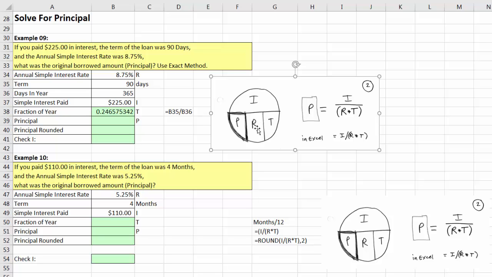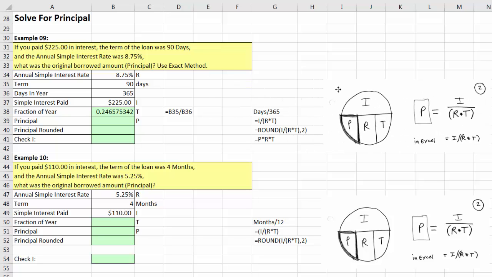There it is, R and T in the denominator, interest amount in the numerator. Equals, there's the full interest amount divided by, there's our annual rate times our fraction of year time. But that formula will not work because it'll do the division first, and we don't want that. So you have to make sure to force our multiplying to occur first. When I hit enter, there's the principal. I'm going to round this, and I'm doing it in 2 steps because if I want to check, I better not use the rounded amount. So there it is, 10,428 and 57 pennies.